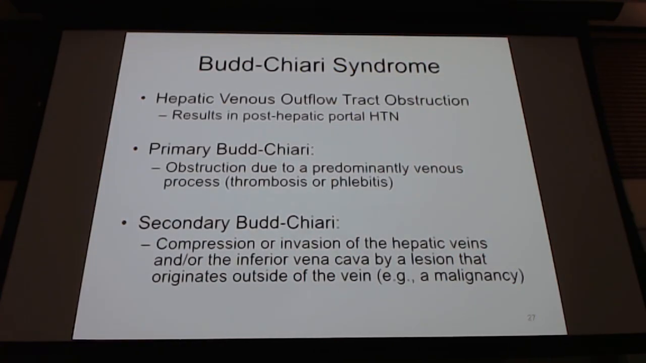But yeah, so hepatic venous outflow tract obstruction results in our post-hepatic, predominantly venous process. That can be a thrombosis or a phlebitis. Thrombosis means that we're actually having clot forming there. Phlebitis is more of an inflammation, more of an infection picture. Then you can have secondary causes, which have a lot to do with compression of the hepatic veins or inferior vena cava. This is usually related to a space-occupying lesion, aka a malignancy.